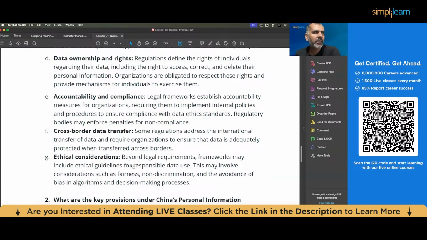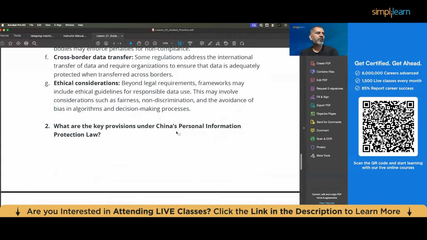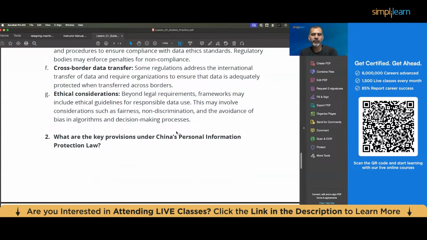Beyond the legal requirements and frameworks, this may also involve some fairness and non-discrimination. This is something you cannot define very firmly, because there are a few areas where the rules cannot be defined very mathematically. So always you have to come up with your ethical sense, what is right and what is wrong, guys. And what are the key provisions under China's personal information protection law? This is something you definitely need to explore on the web. What are the key provisions?